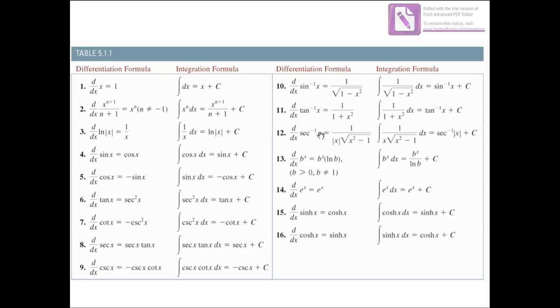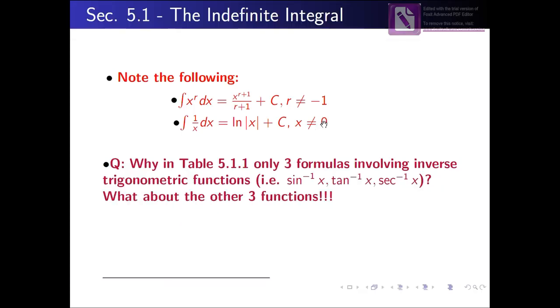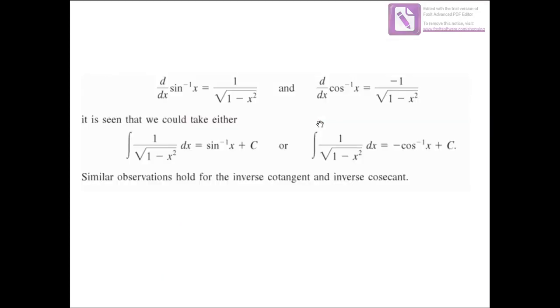For this table, why don't we have the inverse of the others? We have the derivative and the integration of these inverse functions. Why don't we have the derivative or the integration of cosine inverse, or cot inverse and so on? That's because we know that the derivative of sine inverse is 1 over root 1 minus x squared, and the derivative of cosine inverse will be minus 1 over root 1 minus x squared.